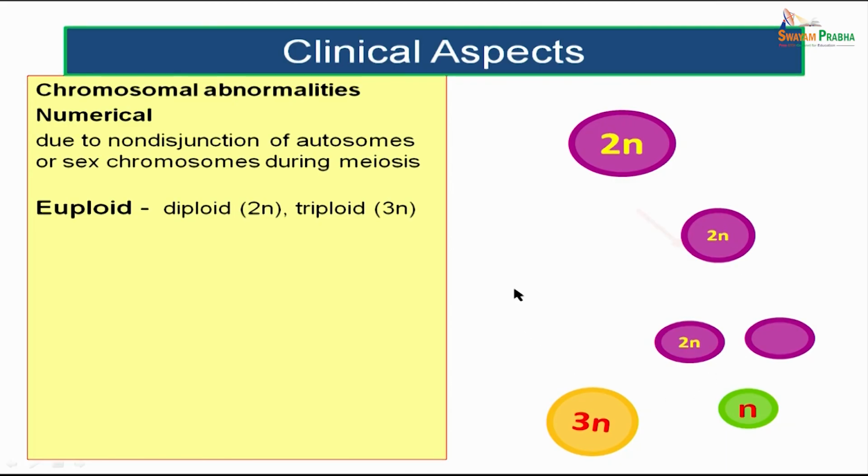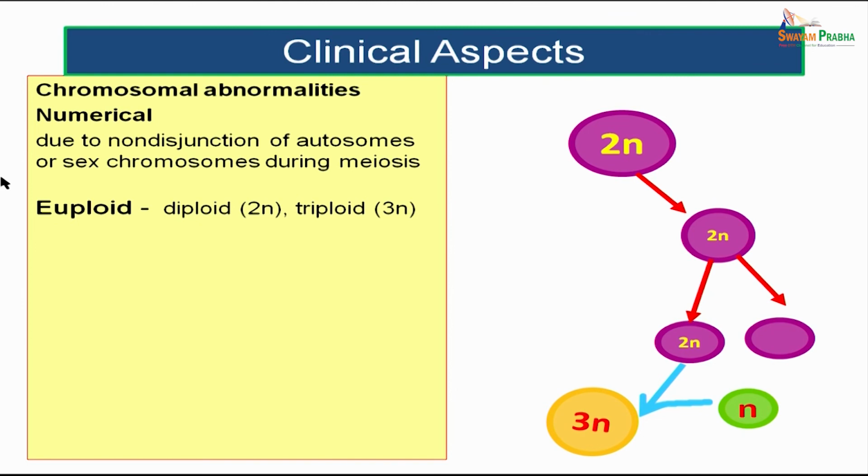What do you mean by numerical anomaly? As the word implies, it is something with respect to the number of chromosomes. Usually this happens when there is non-disjunction of autosomes or sex chromosomes during meiosis. If there is a meiotic cell division happening, this is a diploid number again. If there is non-disjunction, if they are not moving apart, what will happen? One cell won't have any set of chromosomes, and one will have a double set of chromosomes. And if such a set of chromosomes fertilizes with a haploid number, the ultimate result will be a triploid. That is the euploid stage.